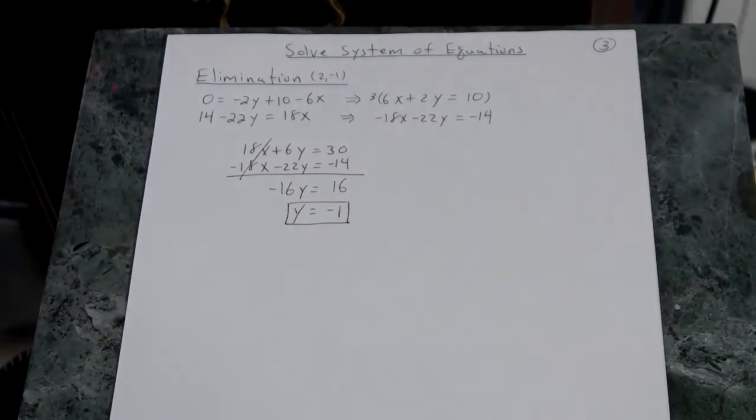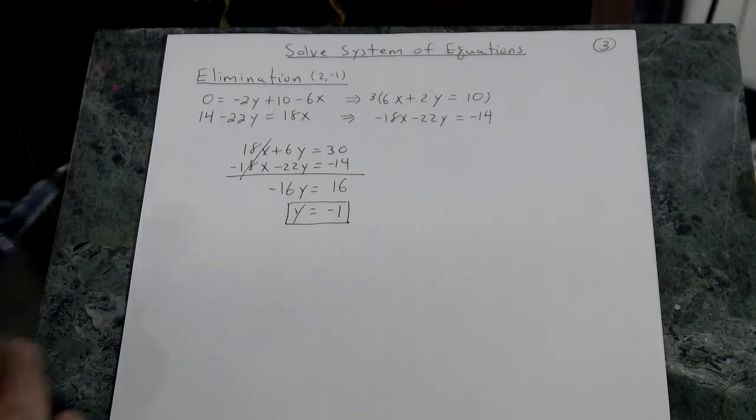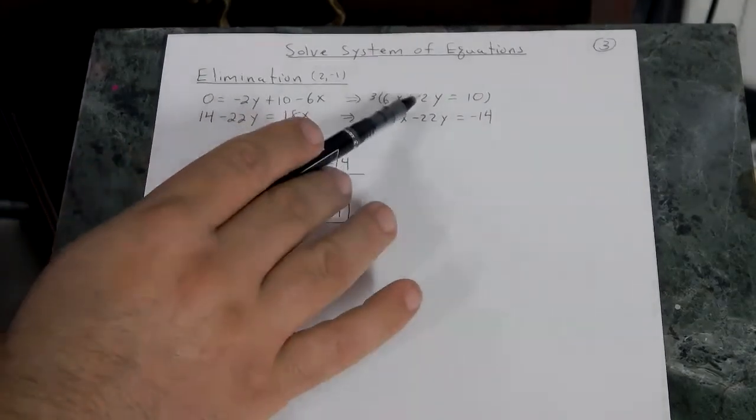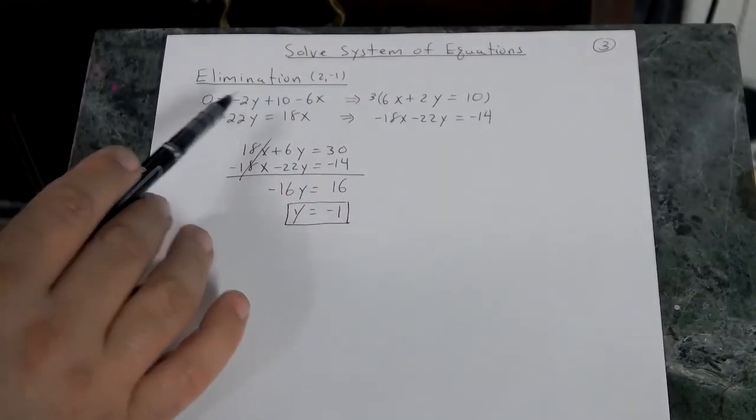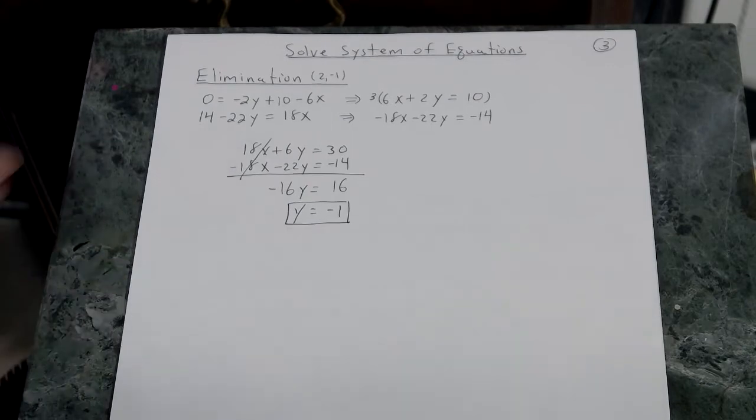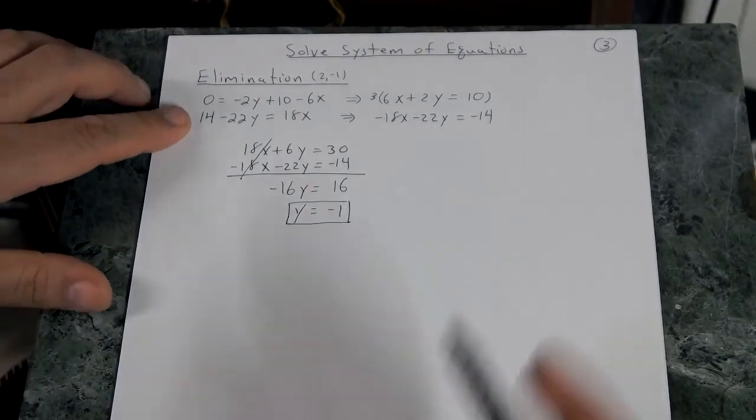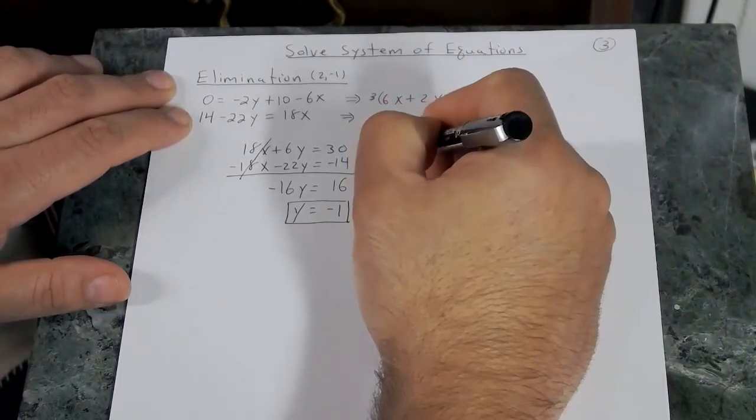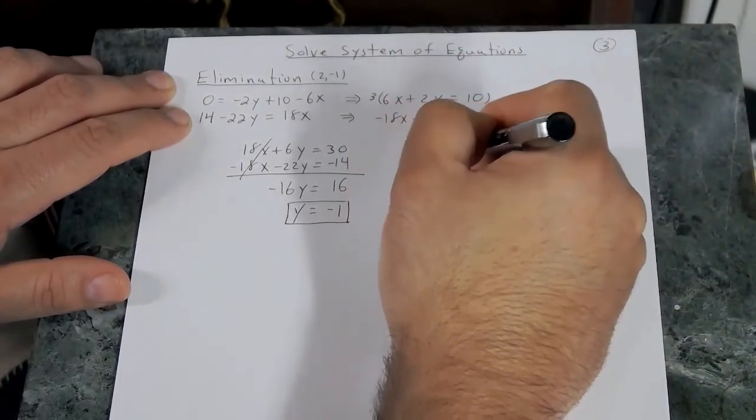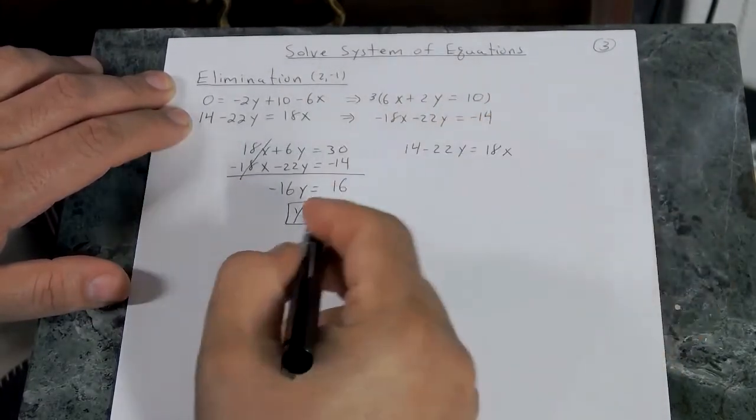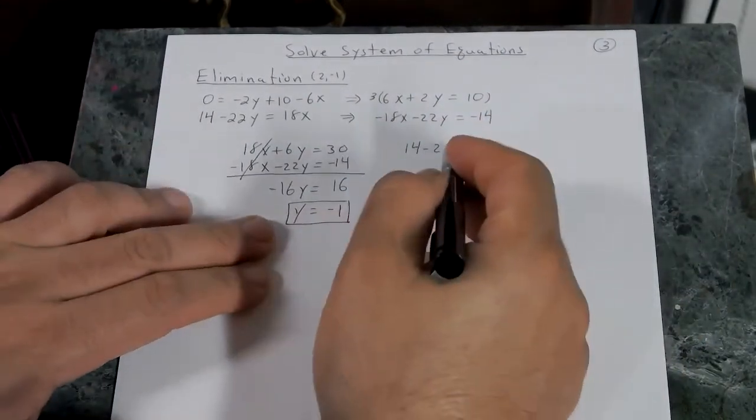All right, now I need to solve for x. Now you can go back to any of the original problems. You can either go here or you can even go here. I like to always go back to the original, plug in for y, and solve for x. So I'm going to choose the second equation over here. Now I don't care which equation, first or second, it's your preference. So 14 minus 22y equals 18x, and I'm going to plug in y to be negative 1.